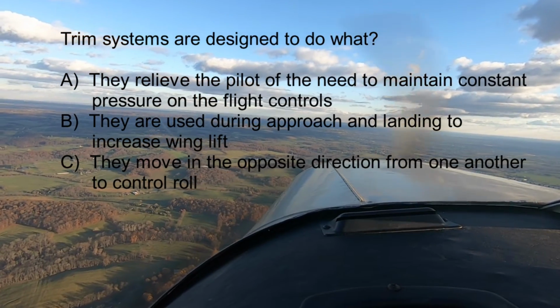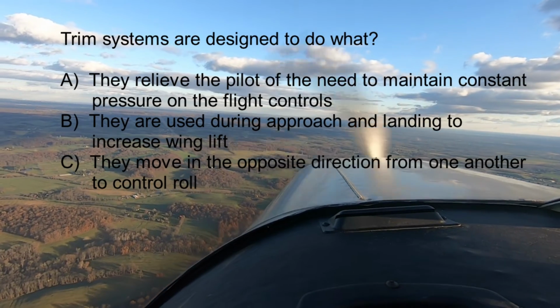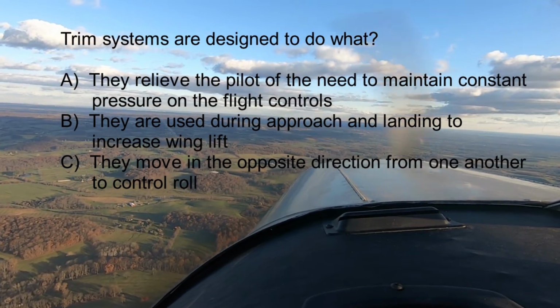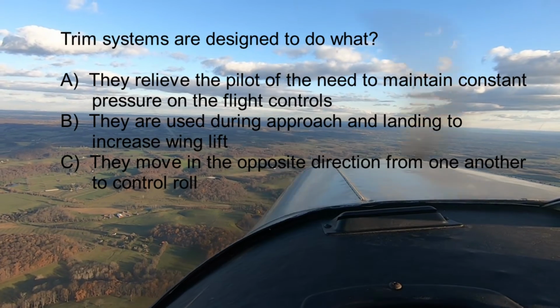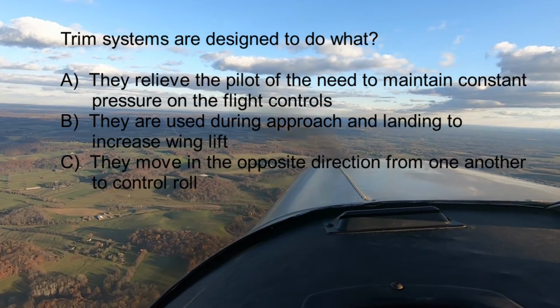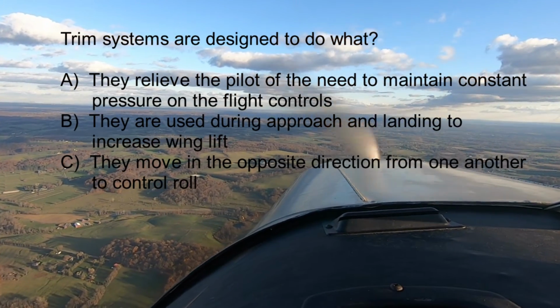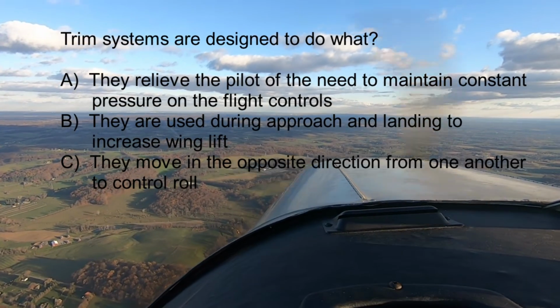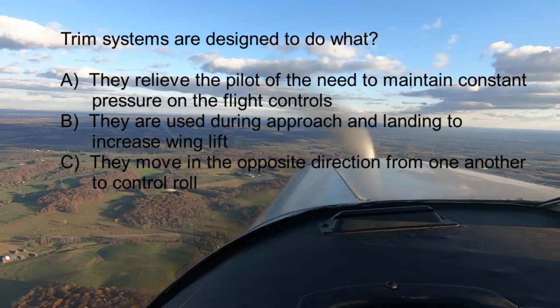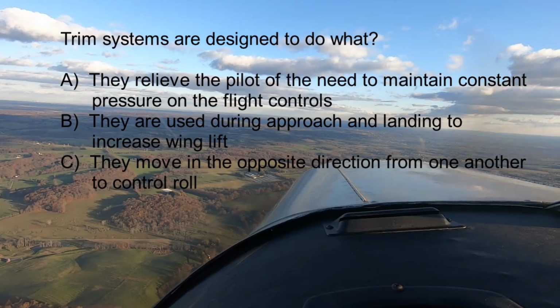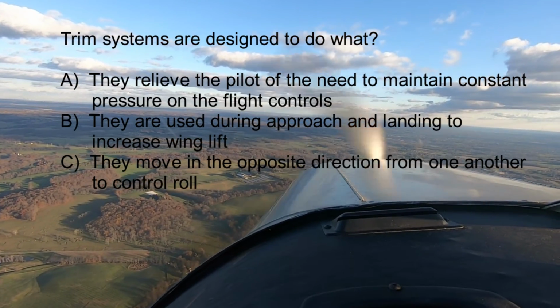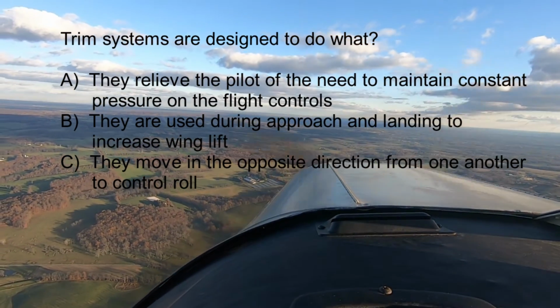Okay, question number 3, and this is the last question for today. Trim systems are designed to do what? A. They relieve the pilot of the need to maintain constant pressure on the flight controls. B. They are used during approach and landing to increase wing lift. Or C. They move in the opposite direction from one another to control roll.